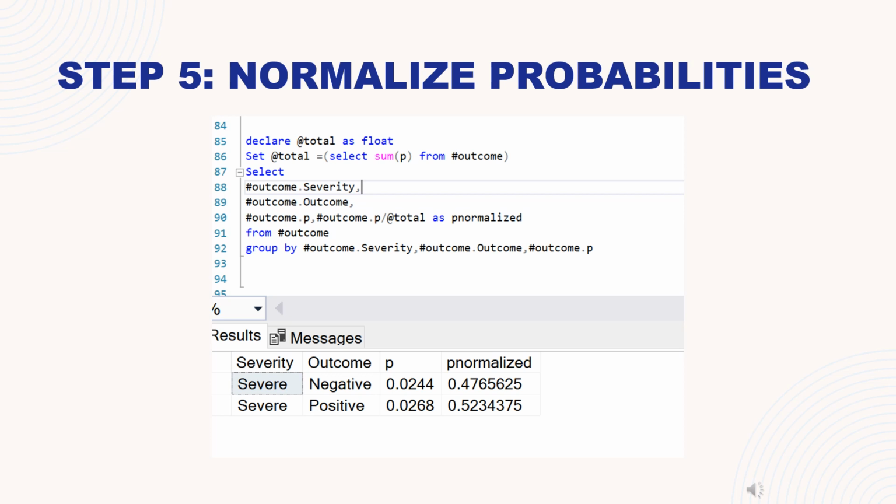In step 5, we'll need to normalize the probability in order for it to equal 1. The outcome of a severe case with a negative outcome is 47.66%, while a severe case with a positive outcome is 52.34%.